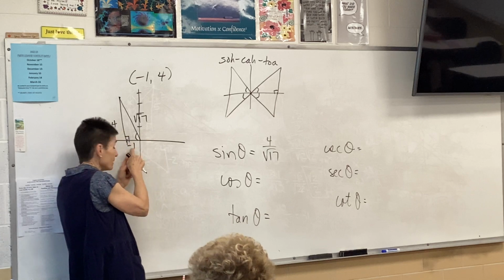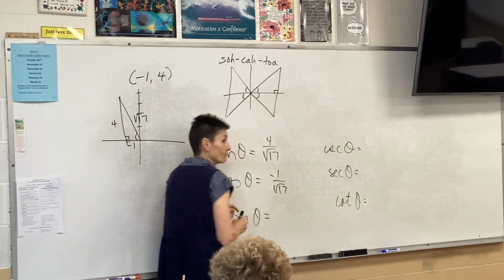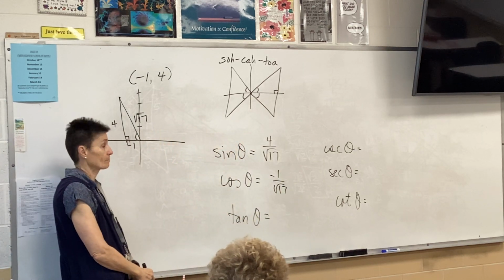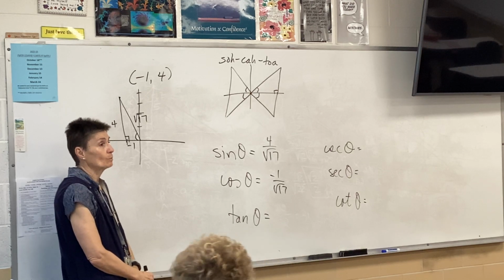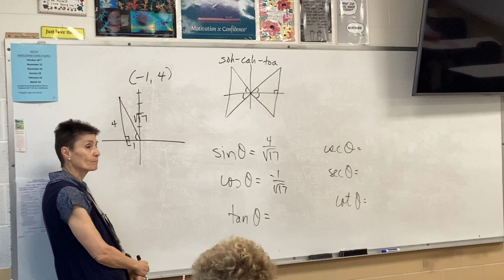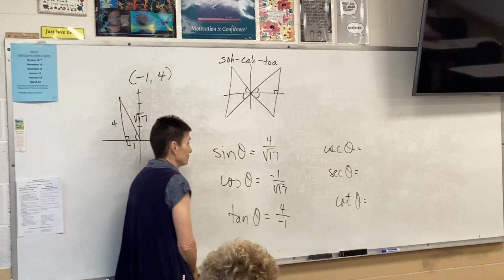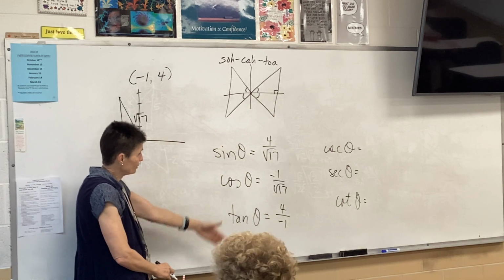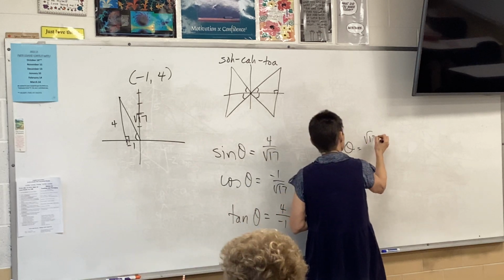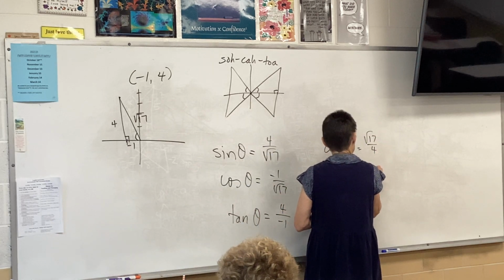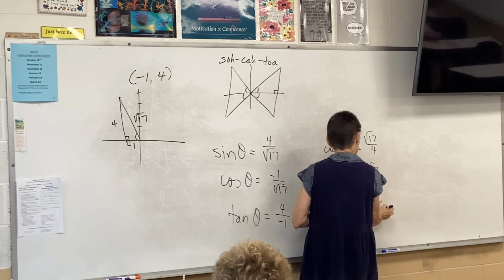Adjacent, which would be right here. So negative 1 over root 17. And what about tangent? What is your tangent going to be? 4 over negative 1. Now I know we have some work to do there, but let's go ahead and do our reciprocals. So cosecant, root 17 over 4, root 17 over negative 1, and negative 1 over 4.